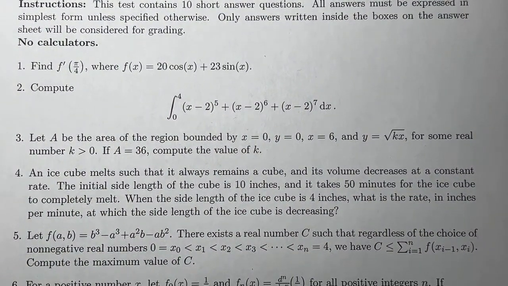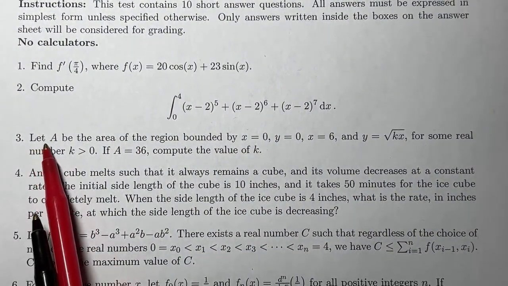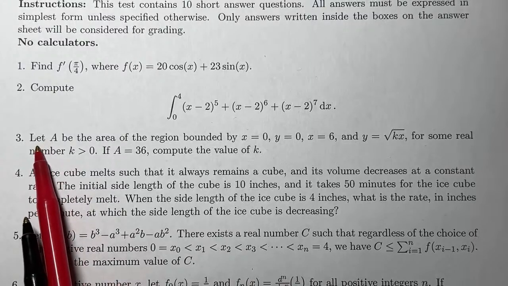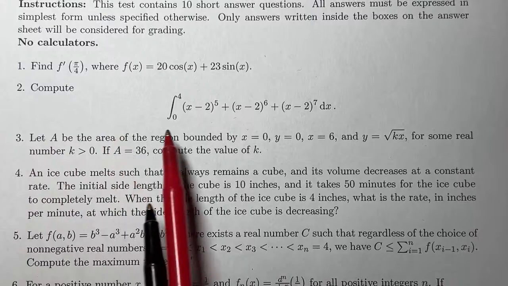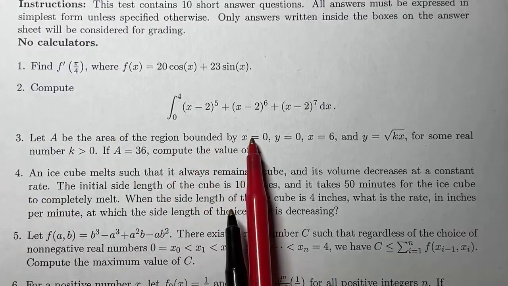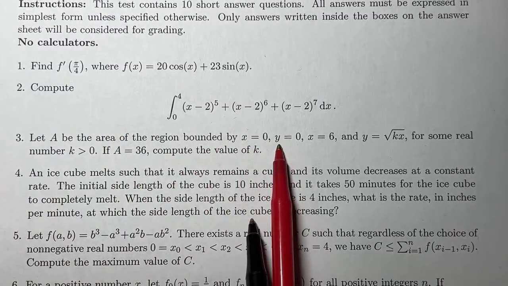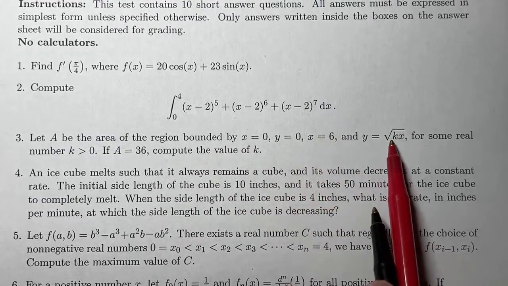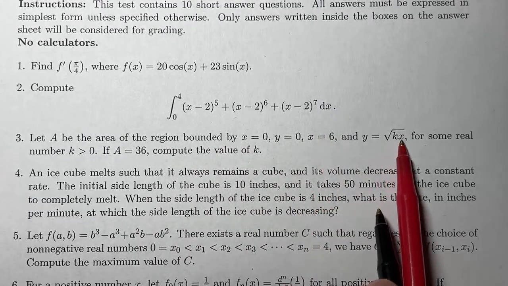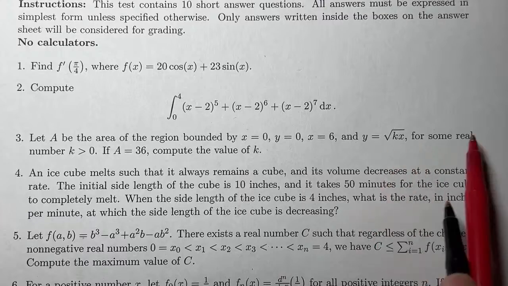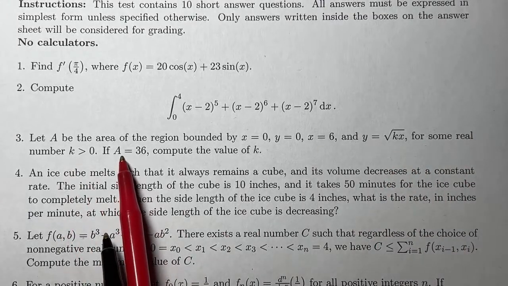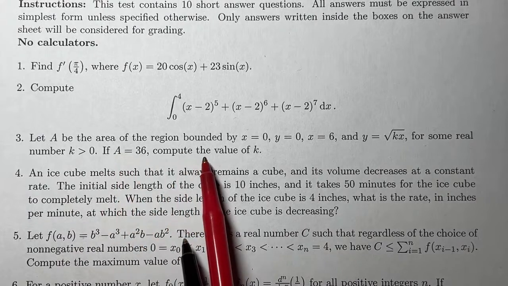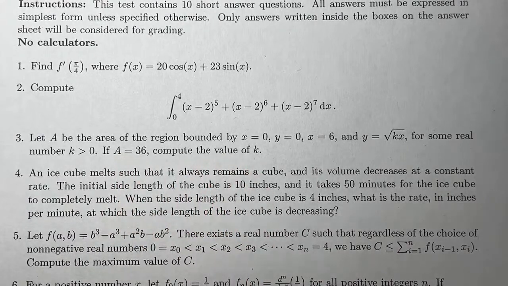There we go. It gets a little bit wordy, but it's not bad. We're going to let A be the area of the region bounded by x equal to 0, y equal to 0, x equal to 6, and this curve, square root of kx, where k is just some positive real number. If we know the region has the area 36, we are going to compute the value of k.